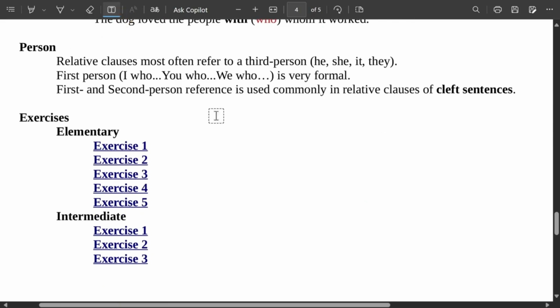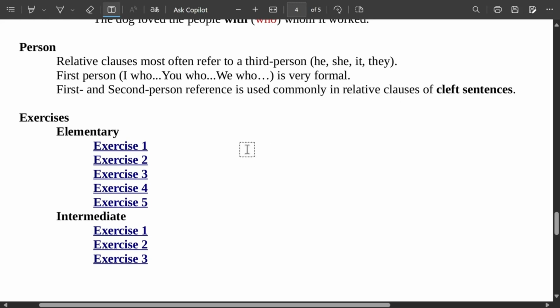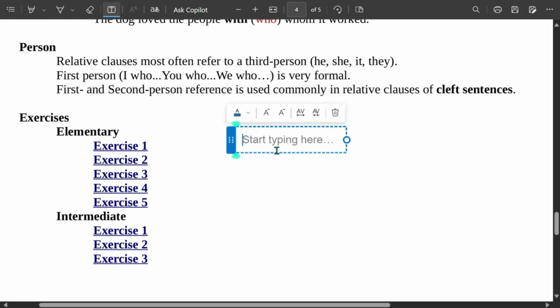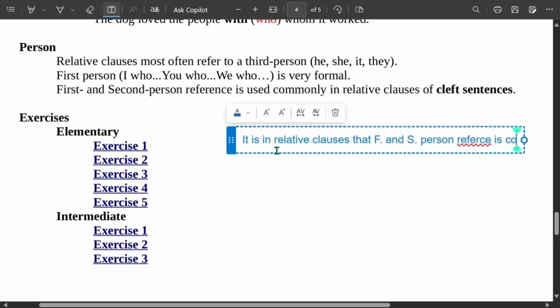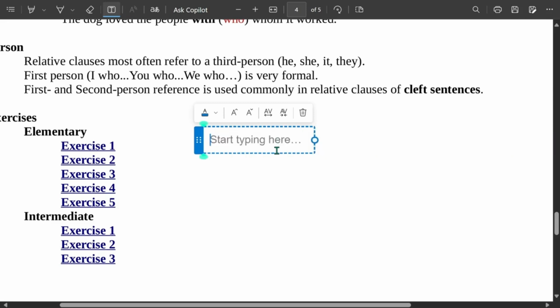For example, this sentence over here can take, I think, almost any sentence. First and second person reference is used commonly in relative clauses of cleft sentences. For example, you can emphasize relative clauses. It is used commonly in relative clauses. So I could say, it is in relative clauses that first and second person reference is commonly used. Yeah, you just take something you want to emphasize and you bring it to the beginning of the sentence. Okay? But now you don't need to know this.